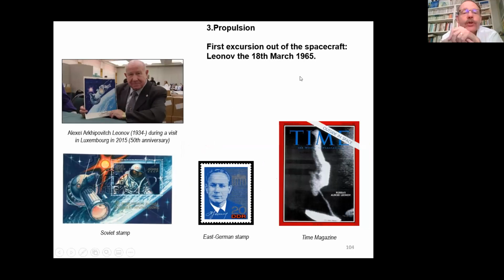The first excursion of a cosmonaut out of the spacecraft was due to Leonov, 1964. Unfortunately, this guy died, I think, last year. And here is a photograph of Leonov in 2015 concerning the 50th anniversary of this first excursion out of the spacecraft. So it was the first time that a guy was out of the spacecraft.